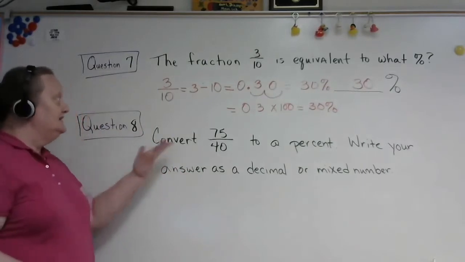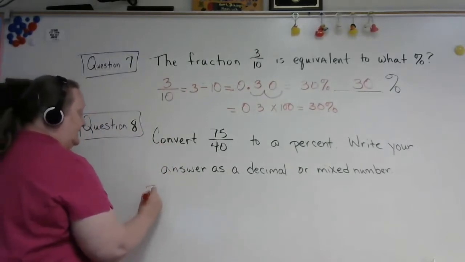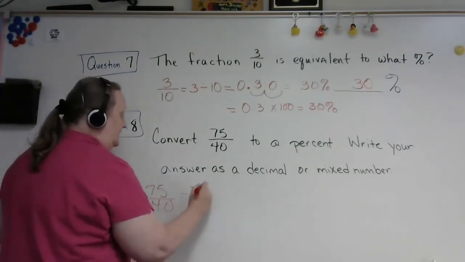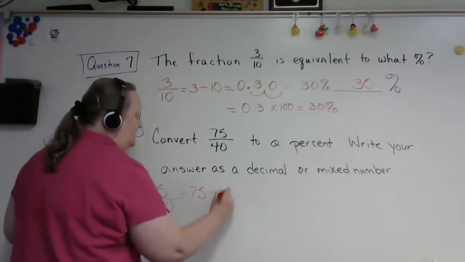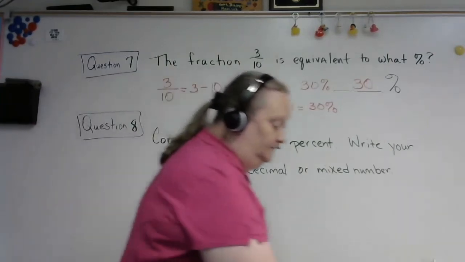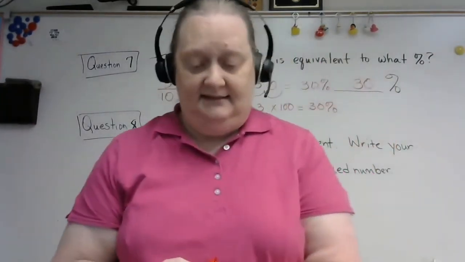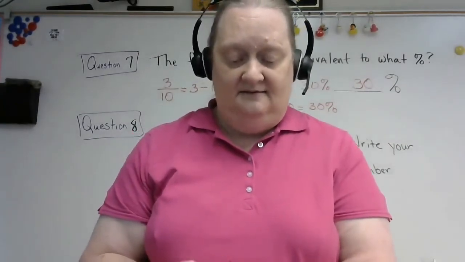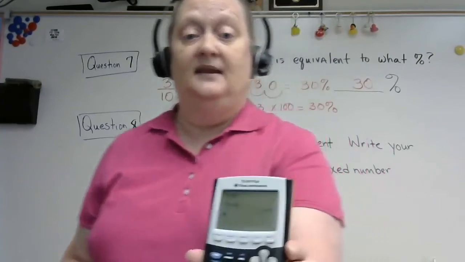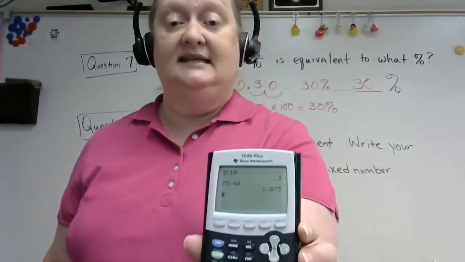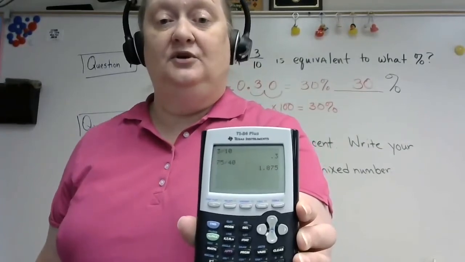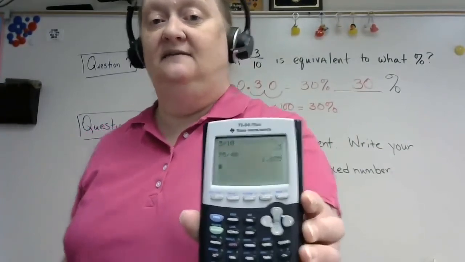So let's do it the same way. We're going to take 75 over 40, and in our calculators, we're going to hit 75 divided by 40, and then hit enter. Type in 75 divide 40, and then press the enter button. And again, I'm trying to make sure I tilt this in a way that you can see it. And that gives you 1.875.